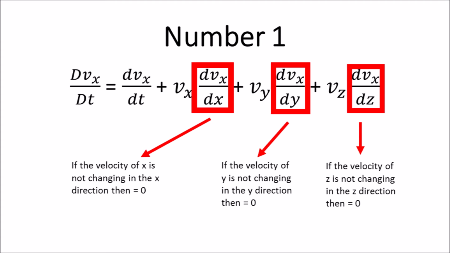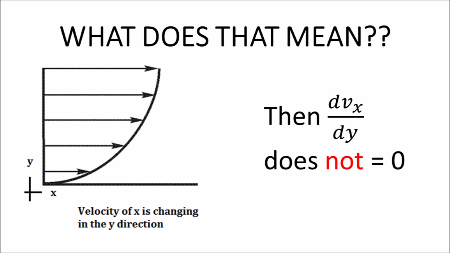If velocity of x is not changing in the x direction, then dvx dx equals 0. This applies to dvx dy and dvx dz. But what does this mean and how can we identify it? Here is an example. In this image, velocity of the x direction is changing in the y direction. Therefore, dvx dy does not equal 0.